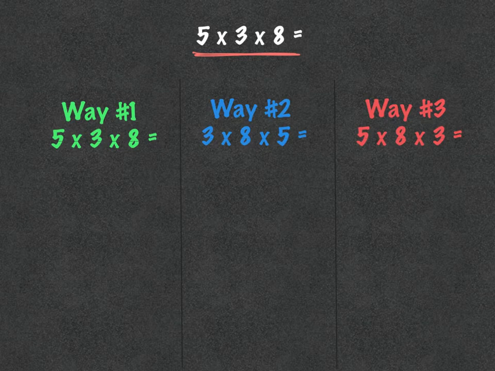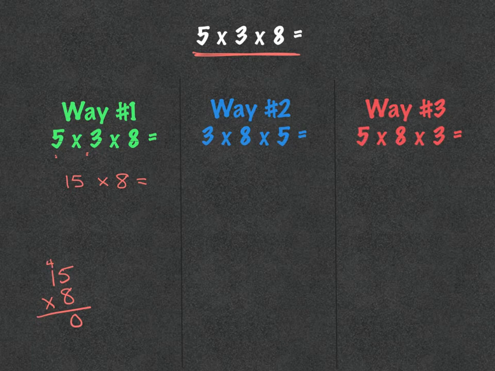On this first one, we're going to take two factors at a time. So 5 times 3 would be 15. And then we have 15 times 8. I'm going to have to do a little bit of side math here. 15 times 8. 5 times 8 is 40. Regroup my 4. 8 times 1 is 8 plus 4 is 12. So my answer is going to be 120. That's the first way.